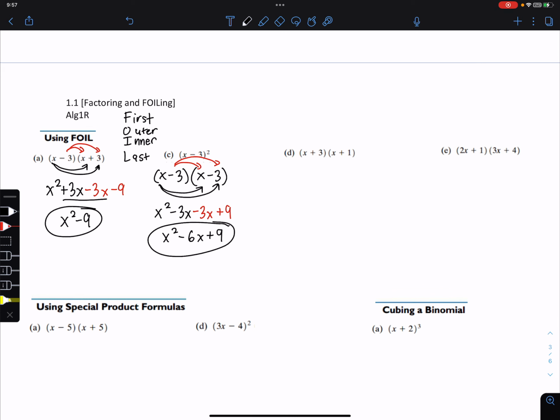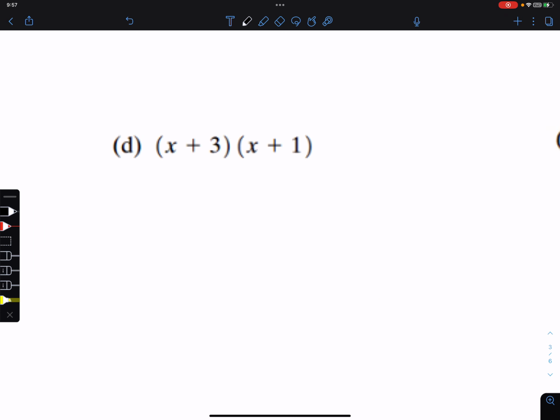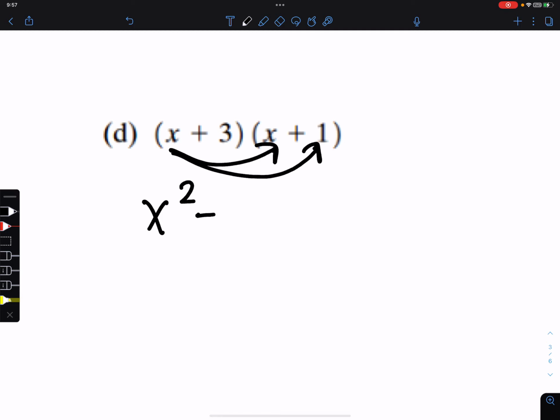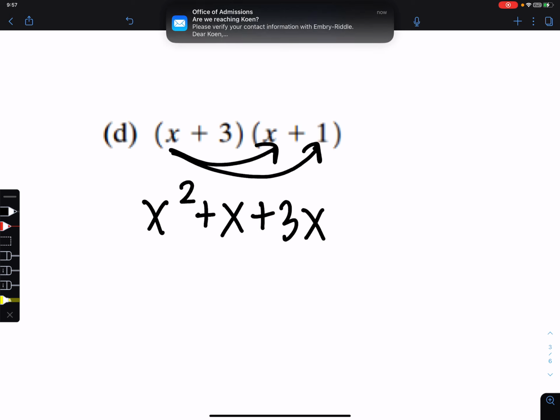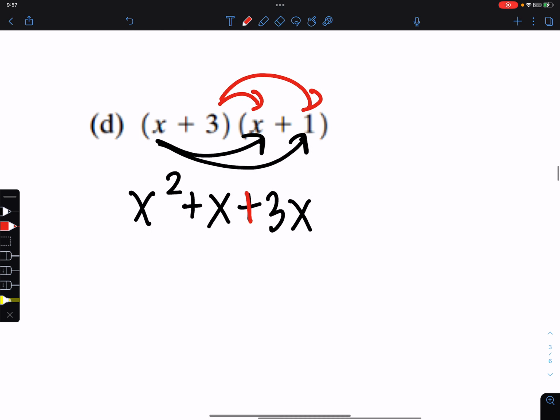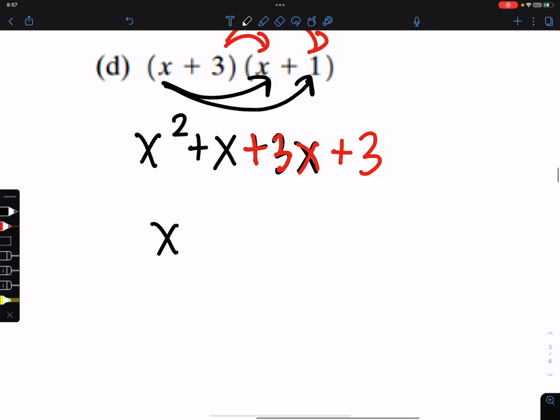Okay, keep on going. X plus 3, x plus 1. So this times this times this. X squared plus x plus 3x. This should be in red. Okay. Plus 3x plus 3. Okay. So final answer x squared plus 4x plus 3.